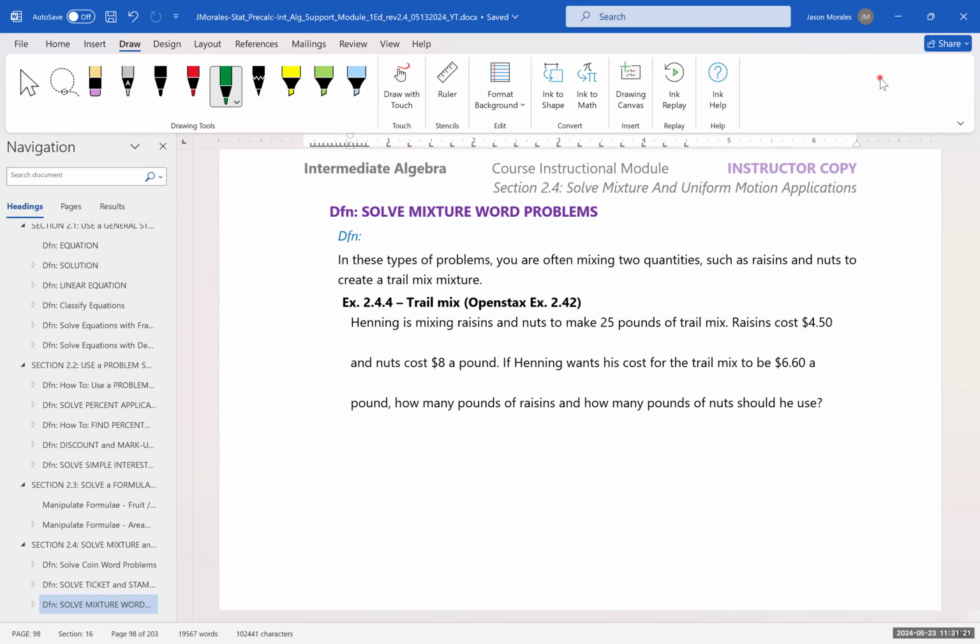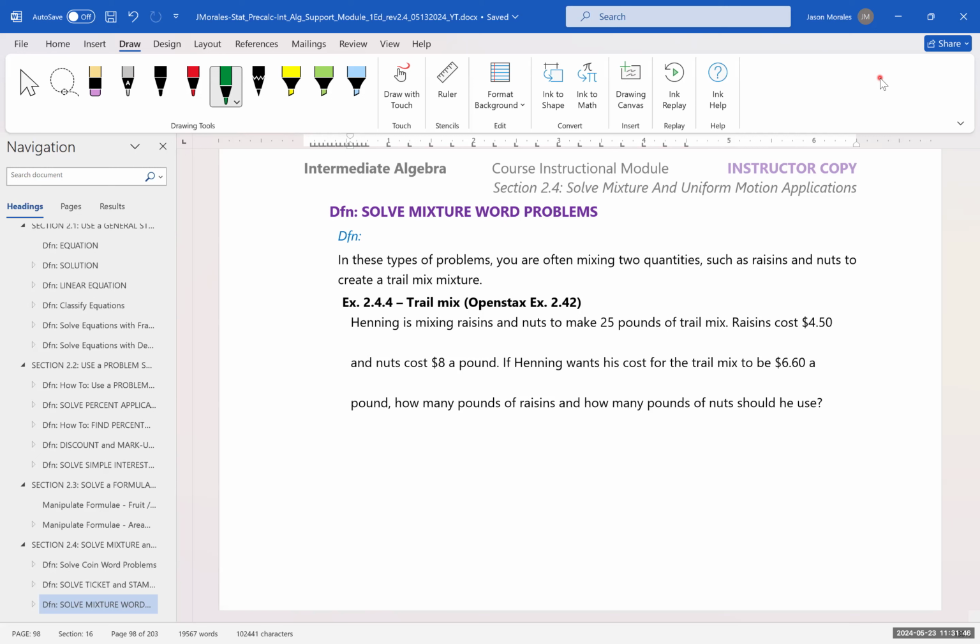Okay, so another class of word problems is solving mixture word problems. Solving mixture word problems elevates the complexity just a little bit more. So let's look at this next word problem, and let me show you what I mean. This is going to be based off of the previous skills that we've learned.